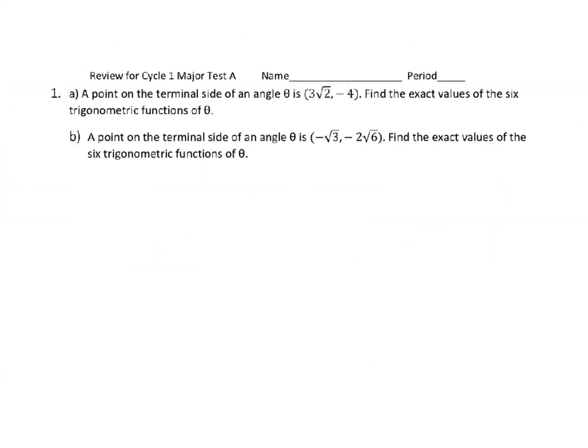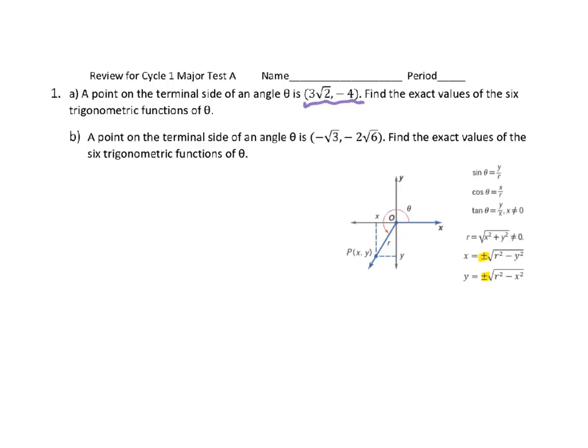Today's lesson is about review for Cycle 1 Major Test A. Number 1. A point on the terminal side of angle theta equals this one. Find the exact values of 6 trig functions of theta. This part is the formula for you to use.